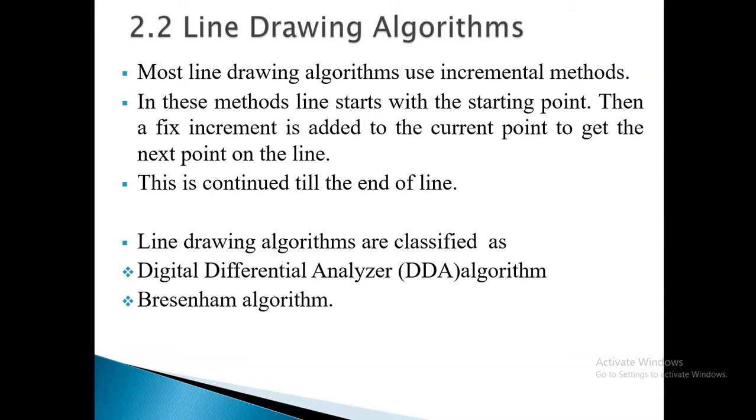To reach the end point, a fixed increment is added to our current point, or our starting point. With the help of this fixed increment, we get the next point on the line. There are two line drawing algorithms. The first one is the digital differential analyzer algorithm, that is DDA, and the second one is Bresenham's algorithm.